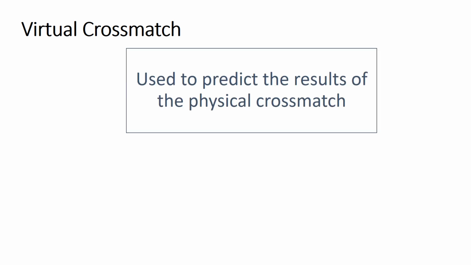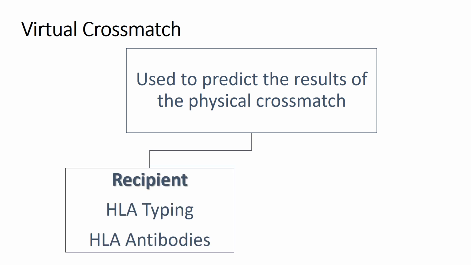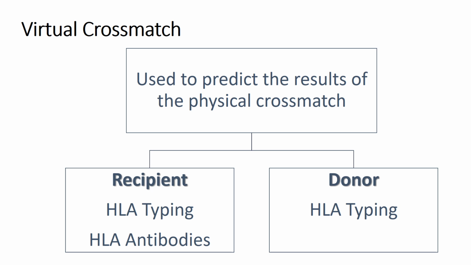So here I'm going to start talking now, or switching gear, and talk about the virtual cross-match. So what is the virtual cross-match? Virtual cross-match is used to predict the result of the physical cross-match. And in order to do a virtual cross-match, you need to have the following: the recipient HLA typing and the recipient HLA antibodies. And again, I remind you that we are using the cumulative HLA antibodies. From the donor, we only need the HLA typing of the donor.